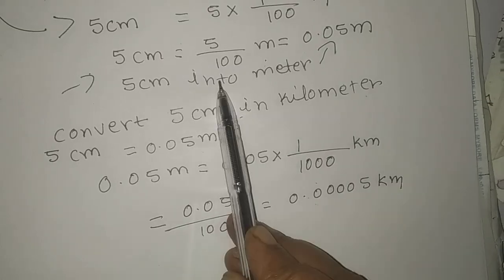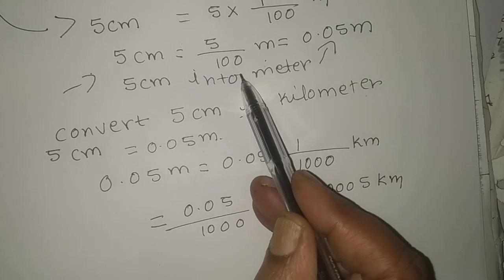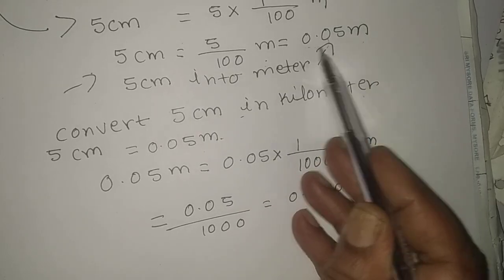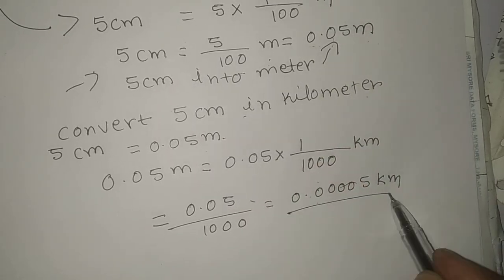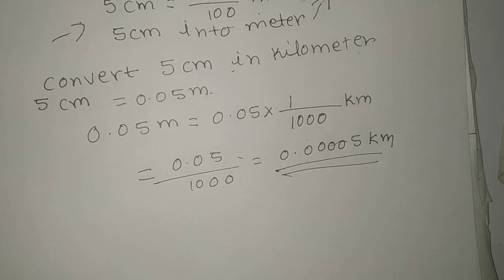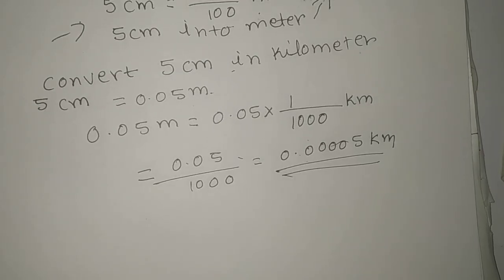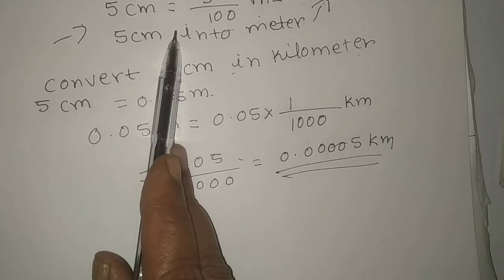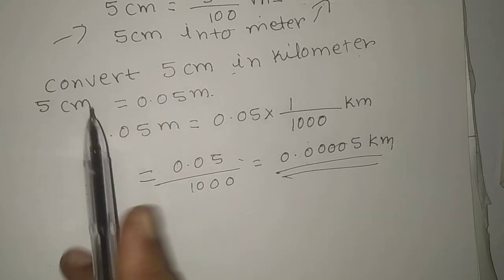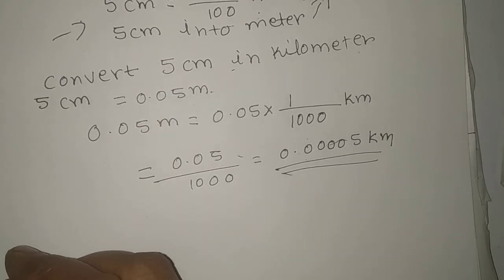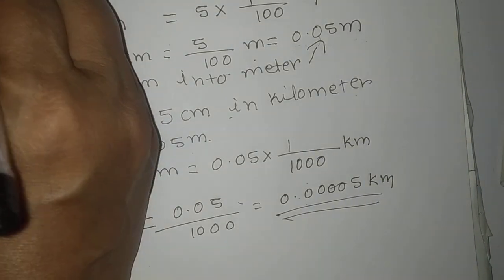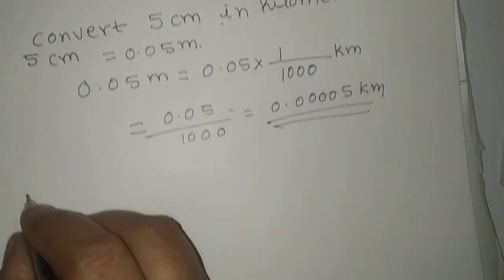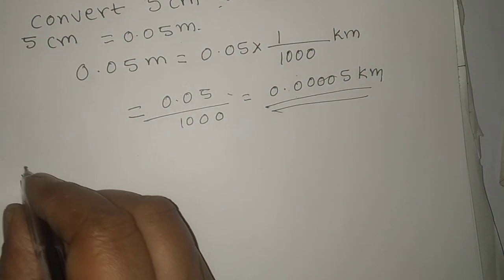So first we converted 5 centimeters into meters. Then what we got in meters we converted into kilometers. So we expressed 5 centimeters in both meters and kilometers. Now this is the first one in the third question. We'll move to the second one.